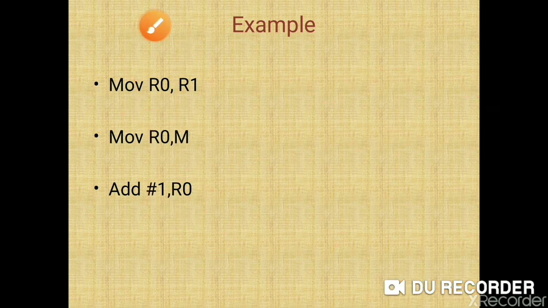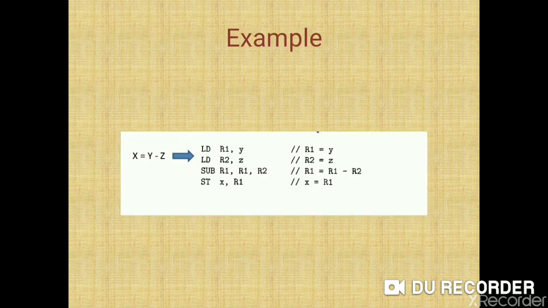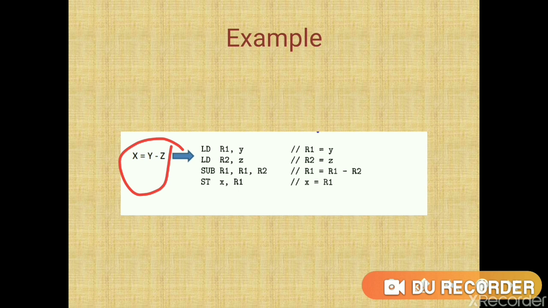Now we will see an expression. Now you can see this one, x equal to y minus z. This is the expression given for us to calculate the cost. While doing x equal to y minus z, you have to write the assembly code statement first.